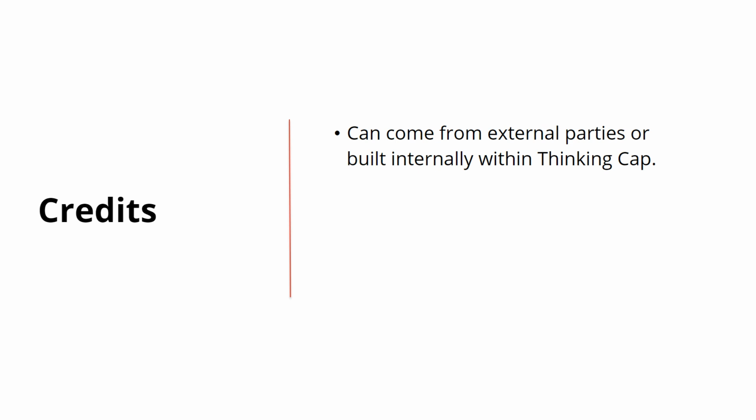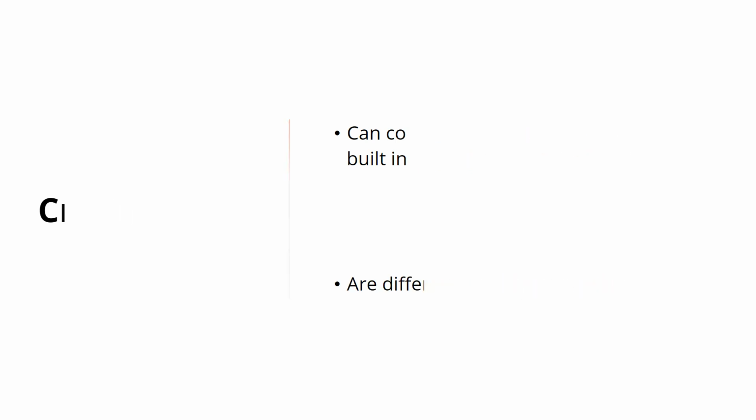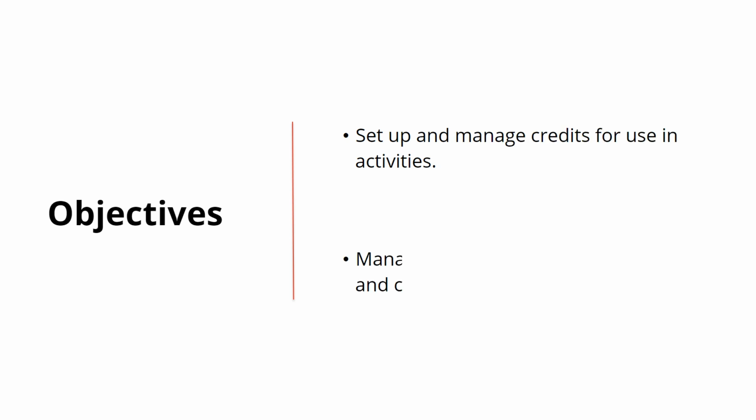This lesson will be going over how to set up and manage credit limits, providers, and categories in ThinkingCap. Credits can come from external parties or within ThinkingCap. Credits are differentiated by credit categories. Our objectives in this tutorial are to learn how to set up and manage credits for use in activities, and learn how to manage and edit credit providers and categories.